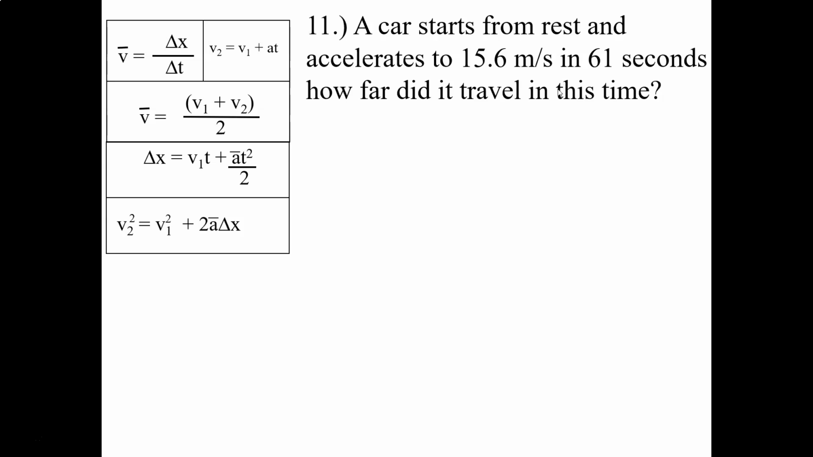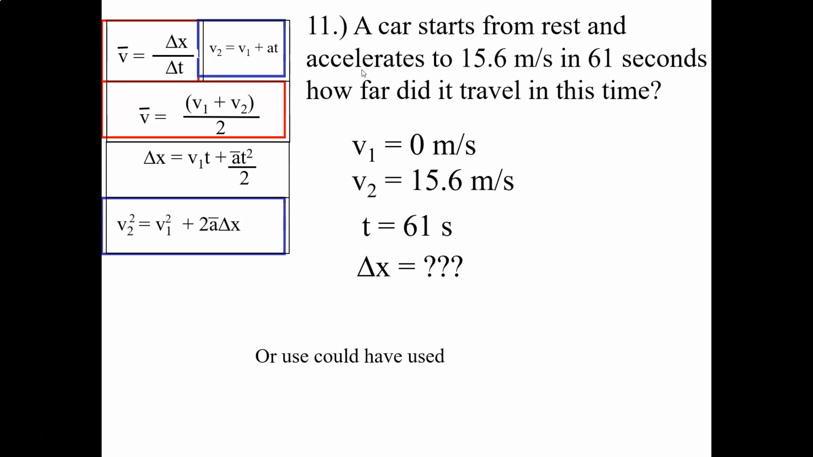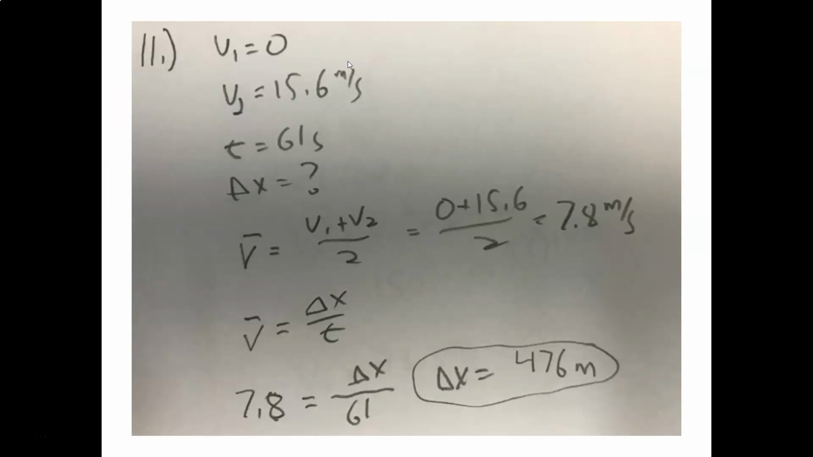So we've got v1, v2, t, and we're looking for delta x. So the equation that we're going to use is we can use the average velocity to figure out its average. Well, we can use this to find the average velocity, and then I think I worked that over here. Yeah, here's me working it right here.